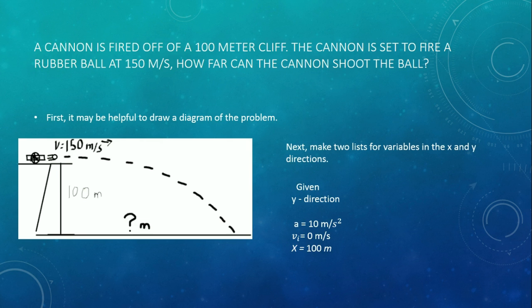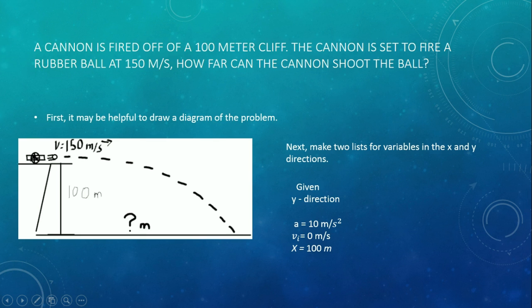So, in the y direction, acceleration is always 10 meters per second squared because gravity always affects the y direction. Initial velocity in the y direction is 0 because the ball is fired horizontally. So there's no component of this velocity that's in the vertical direction. In the vertical direction, it's equivalent to being dropped. And then the displacement until it hits the ground is 100.